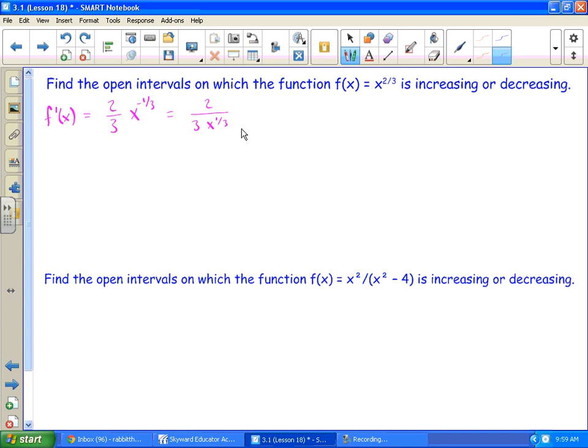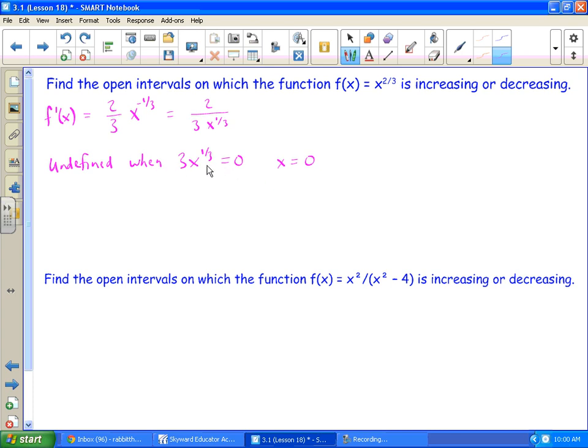Now, is this ever going to equal 0? When does a fraction equal 0? When the numerator is 0. This is never going to equal 0, right? So for step 2, finding where the derivative is 0, that's not going to happen, right? Step 3 is finding where the derivative is undefined. Where would this be undefined? When the denominator is 0, right? So it's undefined. I'm just going to write it out so you have it in your notes here. When 3x to the 1/3 equals 0, which is when x equals 0, right?